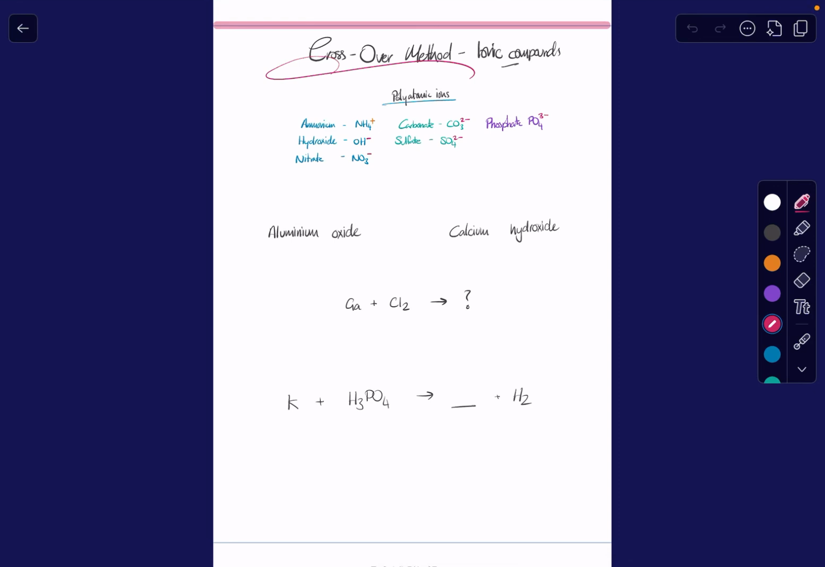Alright guys, so in this video, this is an additional video and this is going to cover the crossover method for ionic compounds. So this only works for ionic compounds. Remember, that's a metal and a non-metal.